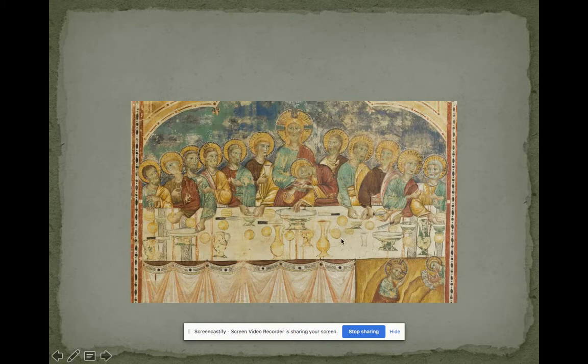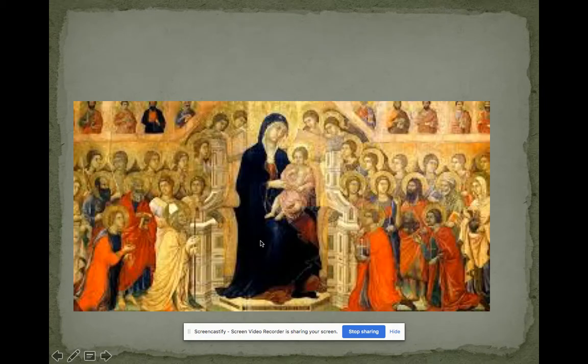This is supposed to be a table, but it looks very flat. There is no sense of perspective or realism. There is no sense of depth. When we compare this to Da Vinci's Last Supper, you'll see that Da Vinci's Last Supper is much more realistic.